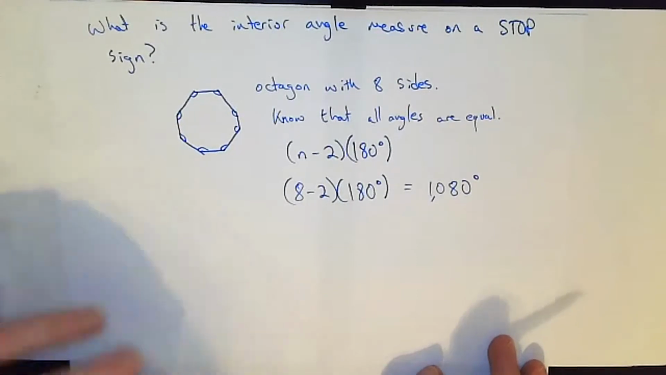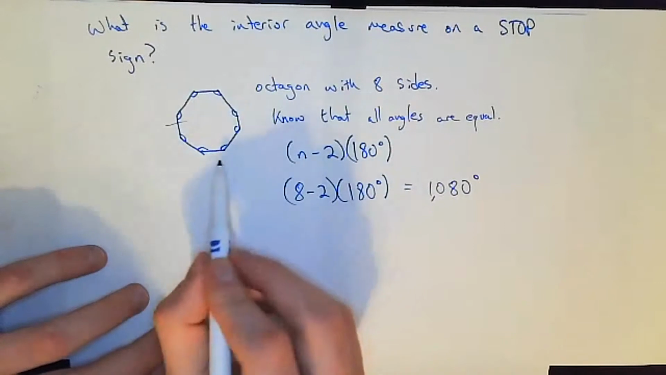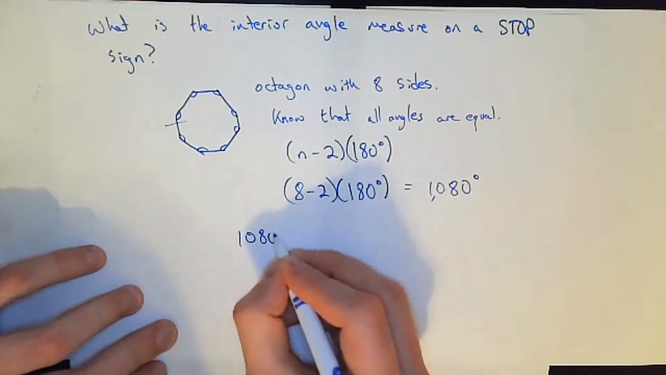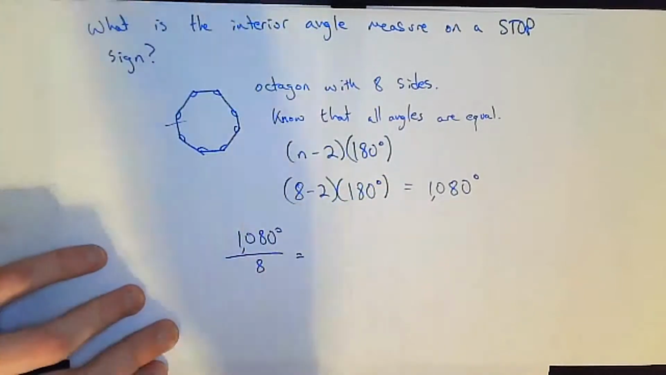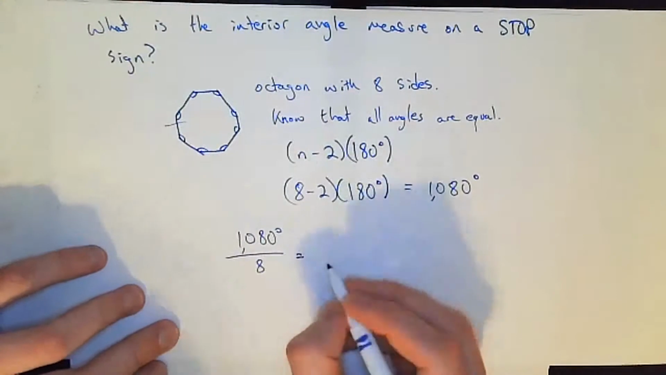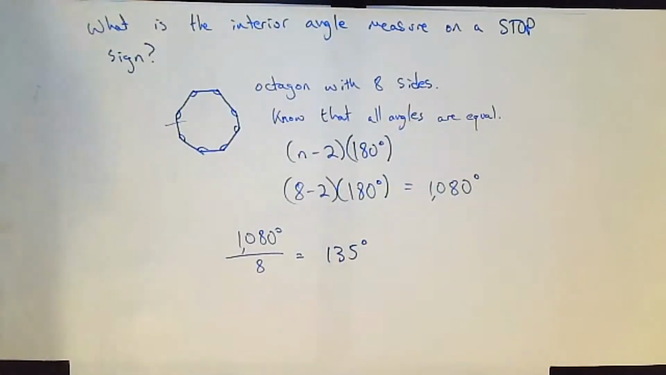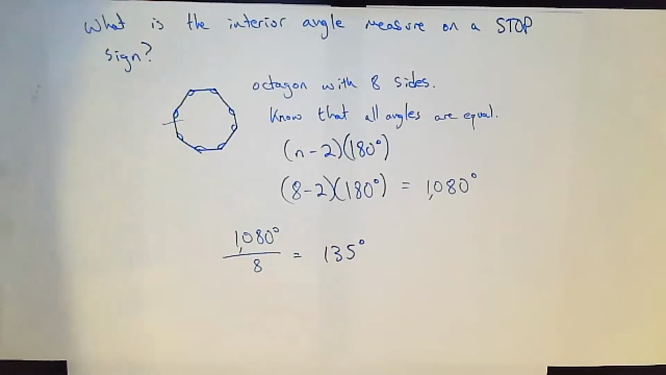And now what do we do? I know that that's the sum of all the interior angles, and there are 8 of them. So now I'll divide that by 8 to find the angle measure of each one of these angles, and I'm getting 135 degrees. So if you went out and literally measured a stop sign, like brought out your protractor and measured one of these interior angles, you would get 135 degrees.